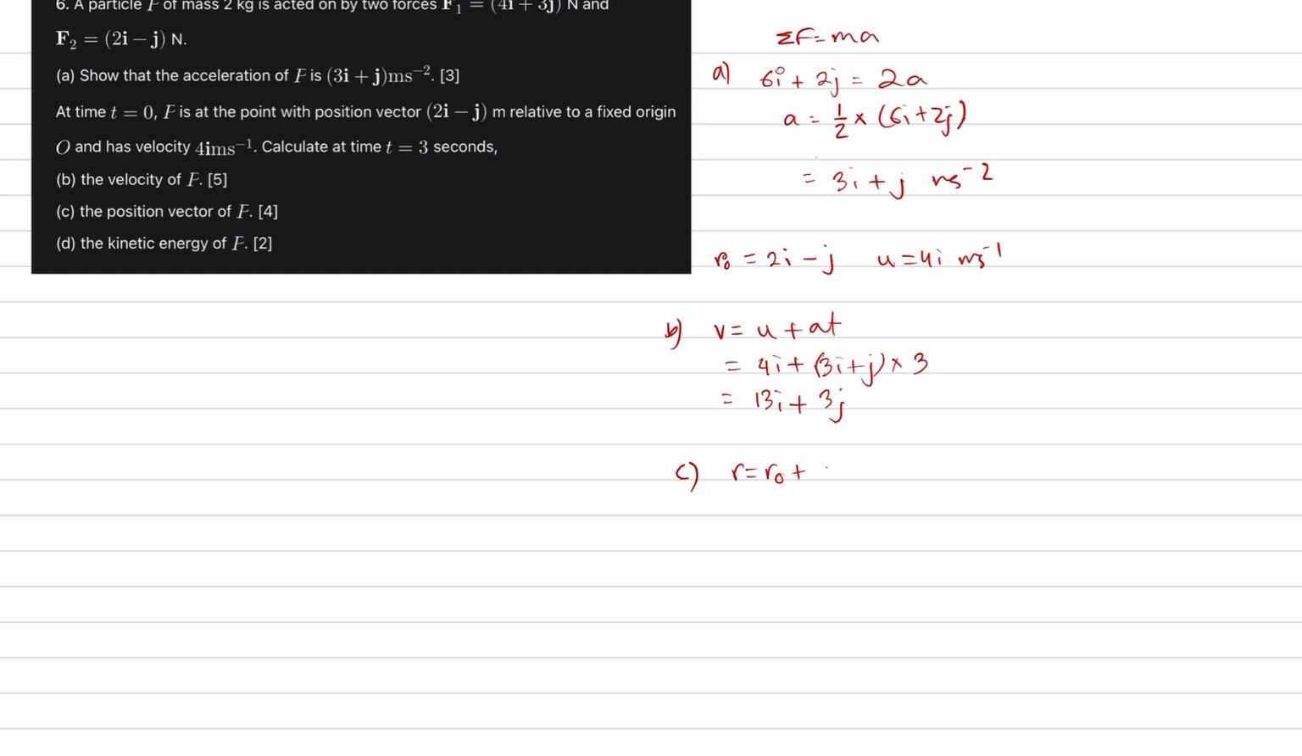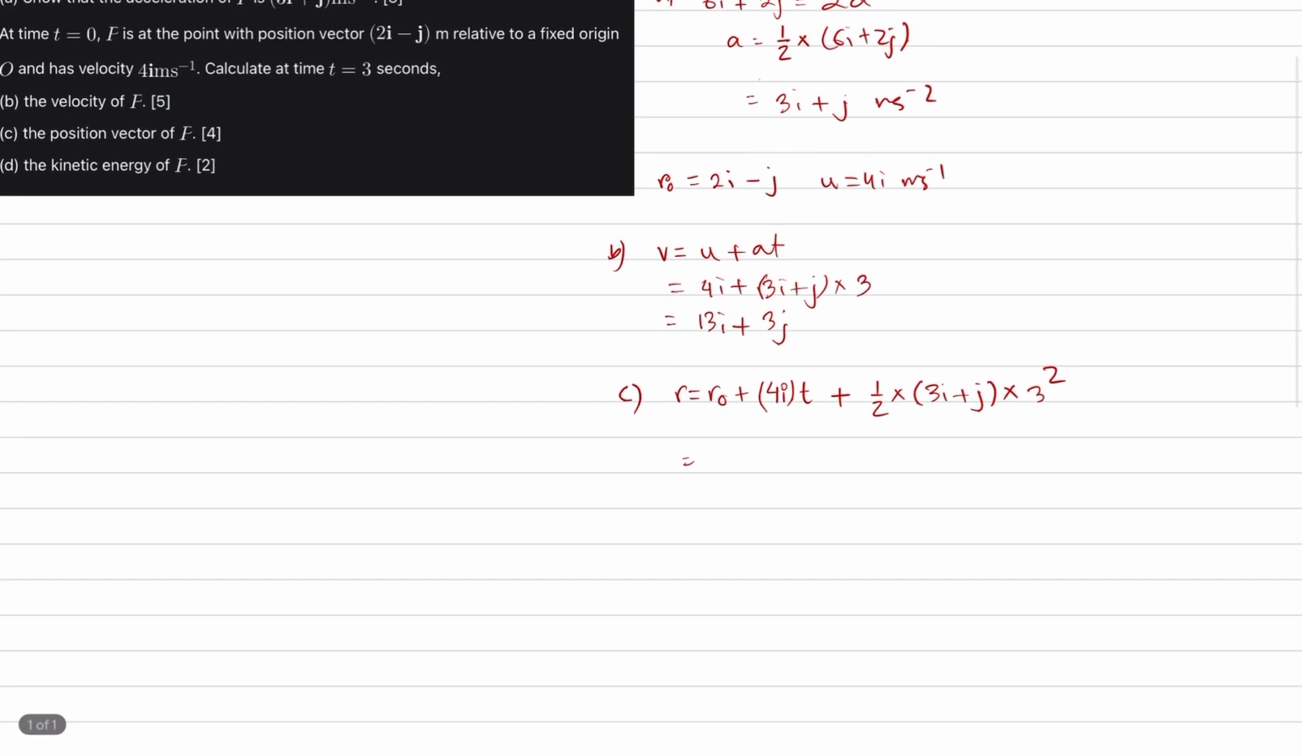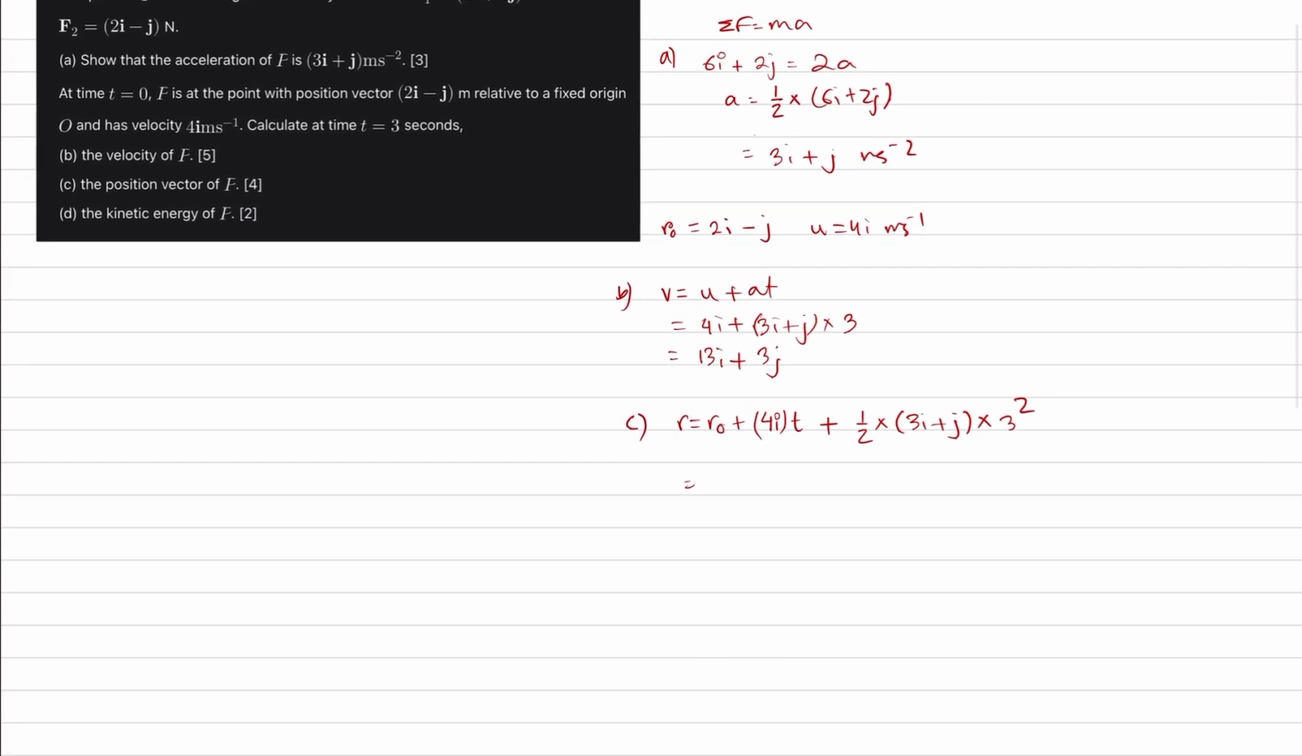So the initial velocity is 4i, so 4i times t plus half times the acceleration 3i plus j times t squared, which is 3 squared. Oh, I forgot to put in r naught. What is r naught? What is the initial position vector? It's 2i minus j. So let's put that in as well. 2i minus j plus 4ti plus 9 by 2, so that's 9 by 2 multiplied by 3. That is 27 by 2 i plus 9 by 2 j.